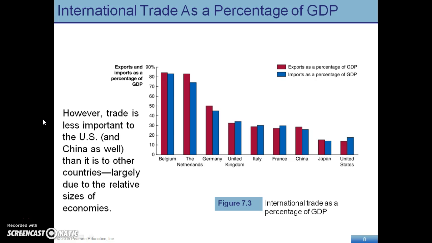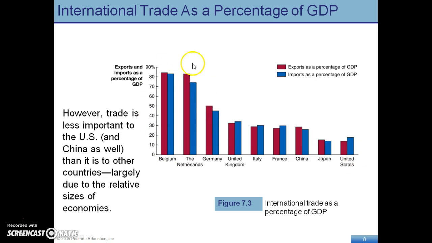Now, however, trade is less important to the U.S. than it is to other countries, largely due to the relative size of the economies. So look right here, in terms of GDP, we're a very small portion in terms of our exports and imports as a percentage of GDP.